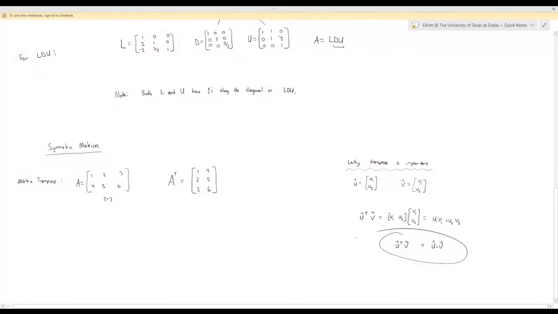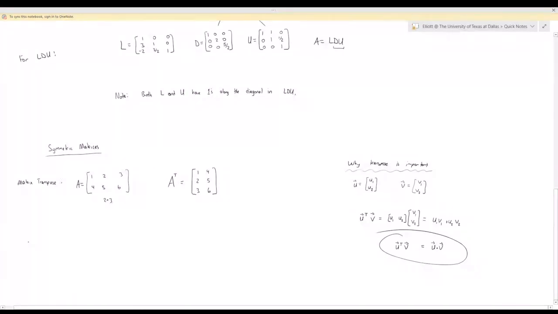So matrix transpose is very closely related to the dot product because of this fact. And so, insofar as the dot product is a very important operation, transpose is also important for that, okay? All right.